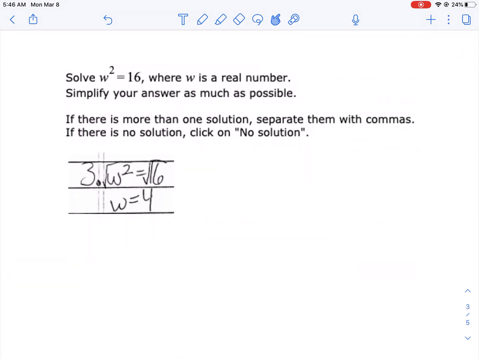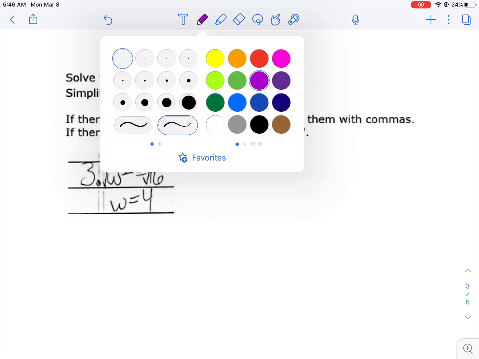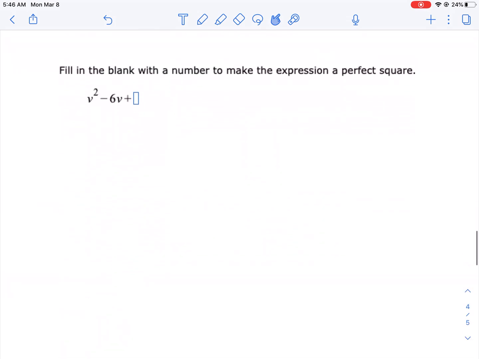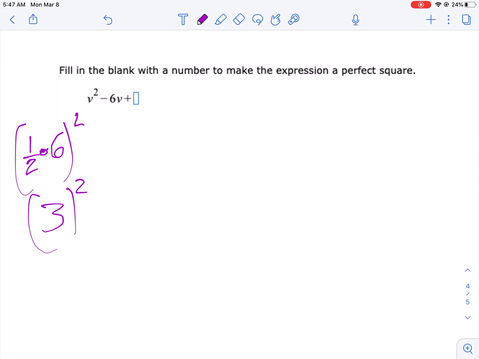Okay, number 3. You did it right, except w equals plus or minus 4. Question number 4. You did not take half your middle term. You take half of 6, and we square that. Half of 6 is 3. We square that, you get 9. You add 9 to both sides.